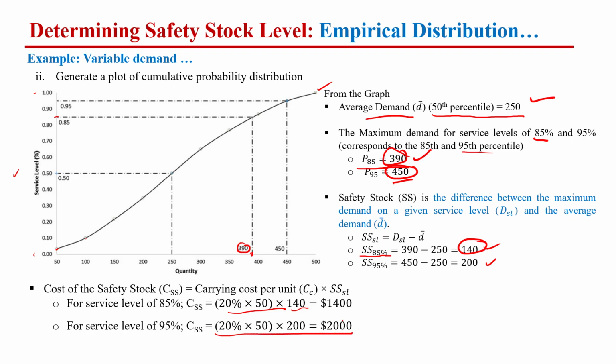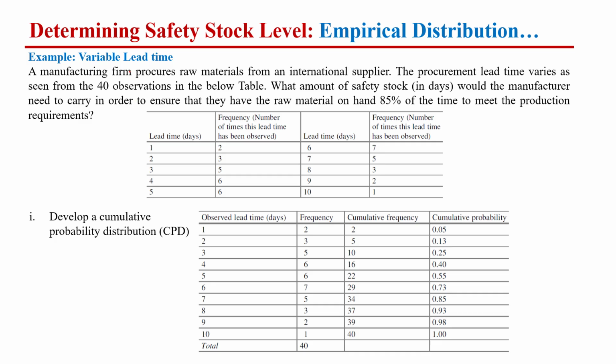Now let's discuss the second scenario, when the lead time is in a variable form. Now we are assuming that the demand is constant, but the lead time is variable. So the same concept we will use. As you can see over here, there are 2 times when the lead time was 1 day, and 3 times when the lead time was 2 days. So basically we have collected the historical data, and based on that data, we would like the service level to be 85%.